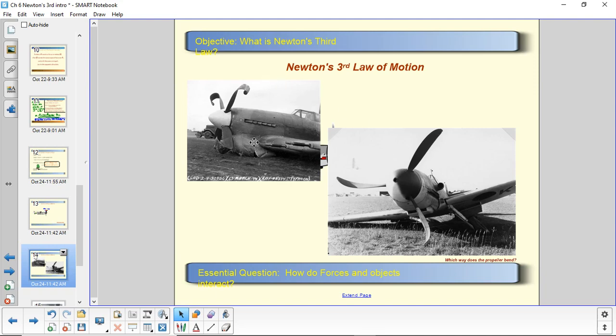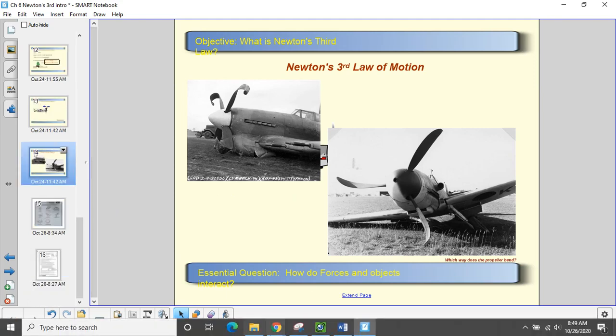Now, this is something that accident investigators look at when they look at the sites of plane crashes, because this tells them whether or not the engine was working when the plane hit the ground. These planes did not have engine failure, and they didn't run out of gas. Something else happened to cause them to hit the ground.